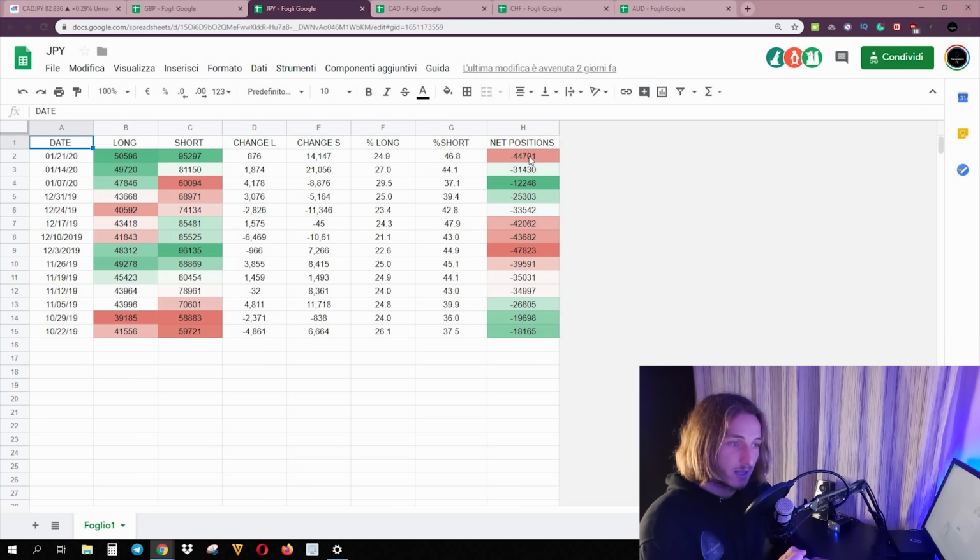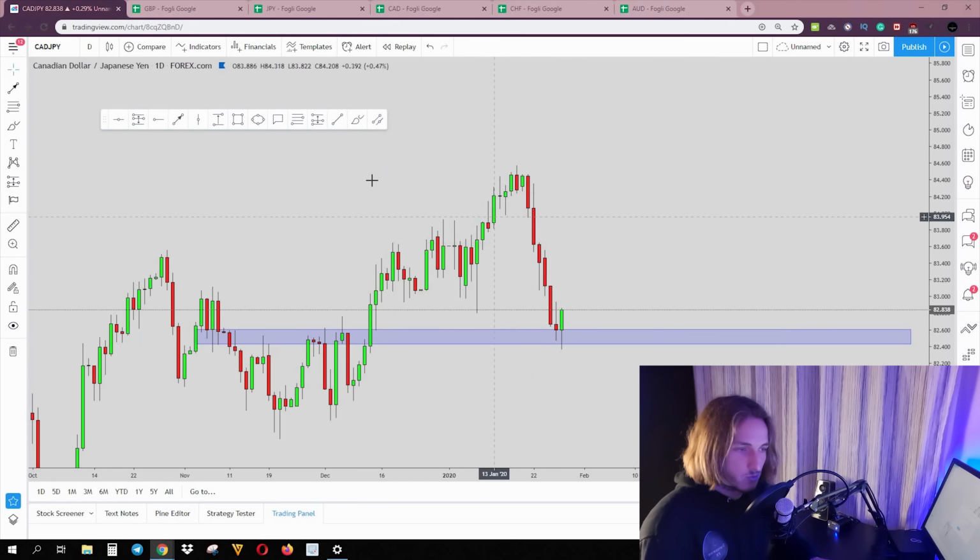And in fact, if you look at the net positions, they're actually decreasing massively. 44K is pretty low if you look basically at the past. It's one of the lowest levels. So CAD JPY is definitely supposed to make a push to the upside.